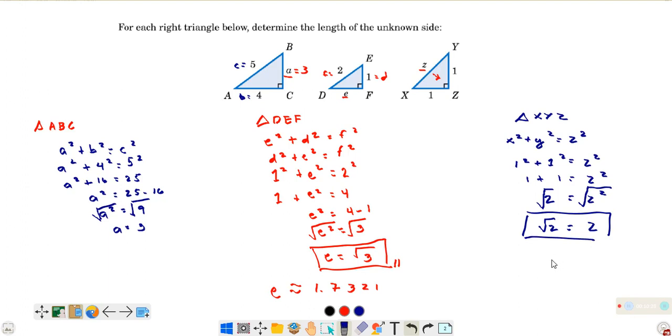If you want to approximate the value of the square root of 2, okay lang din naman. So let's check. The square root of 2 is approximately equal to 1.4142. So this is approximately the value of Z. This is how you use the Pythagorean Theorem in finding the value of the unknown side. I hope that was clear, and we are going to proceed with the next lesson.